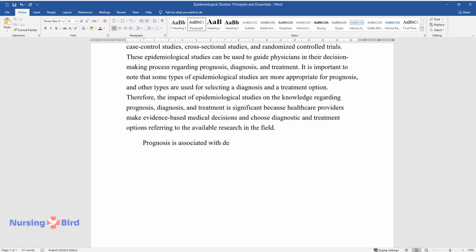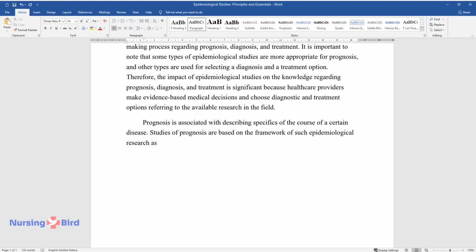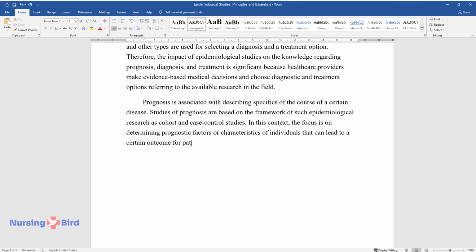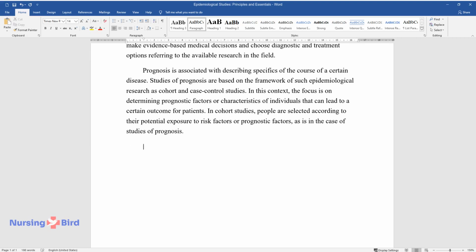Prognosis is associated with describing specifics of the course of a certain disease. Studies of prognosis are based on the framework of such epidemiological research as cohort and case control studies. In this context, the focus is on determining prognostic factors or characteristics of individuals that can lead to a certain outcome for patients. In cohort studies, people are selected according to their potential exposure to risk factors or prognostic factors, as is the case in studies of prognosis.